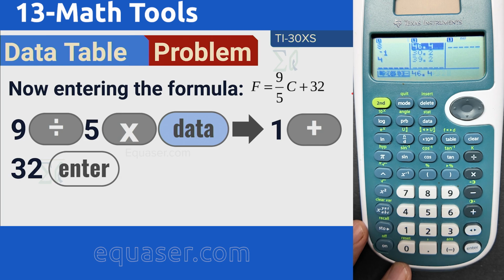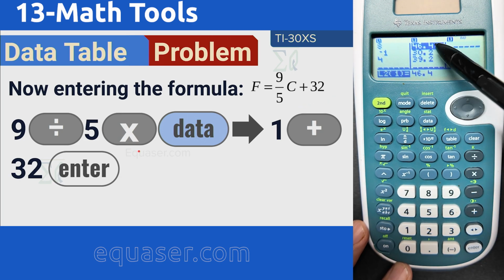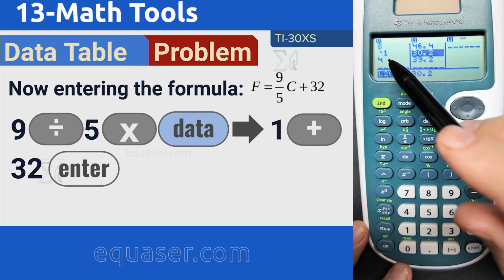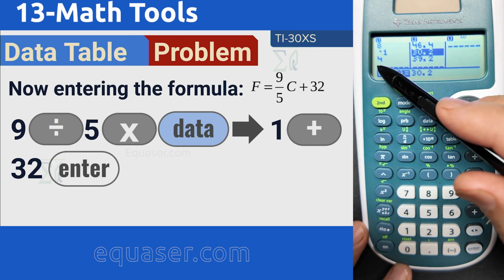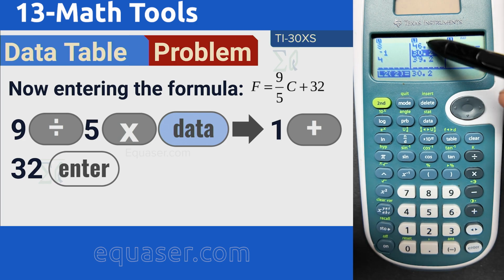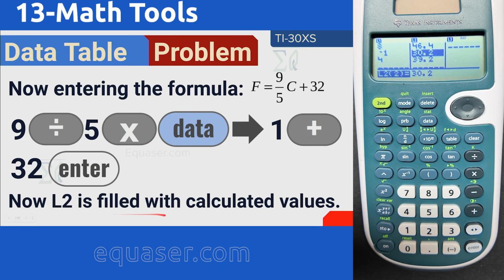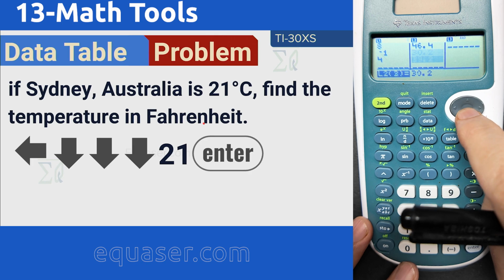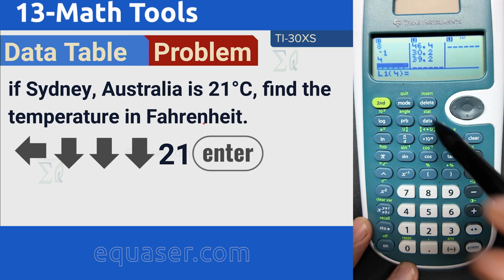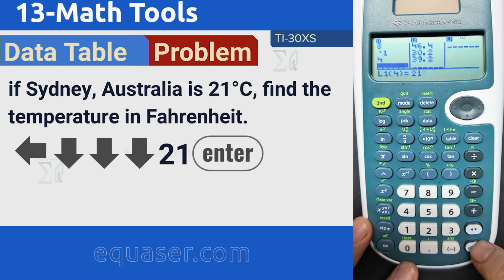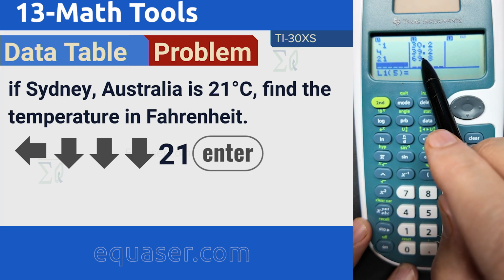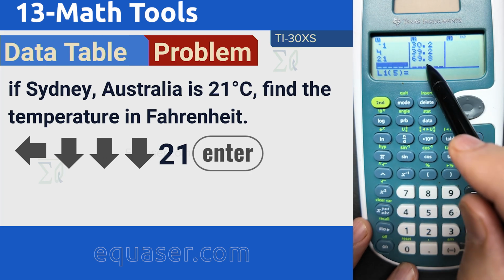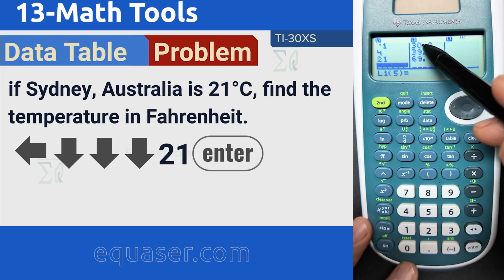And then press enter. All the values have been calculated. So 8 is 46.4, and -1 is 30.2, and 4 is 39.2 Fahrenheit. So if Sydney, Australia is 21 degrees Celsius, find the temperature in Fahrenheit. For that, we just come down and go to the left and enter the value 21 and press enter. Automatically it calculates it for you because the whole column is under the same formula because it's L2.